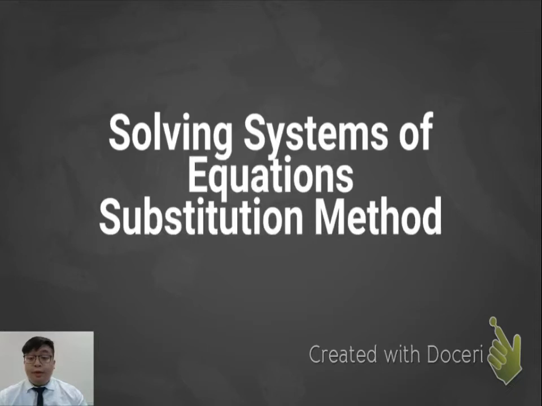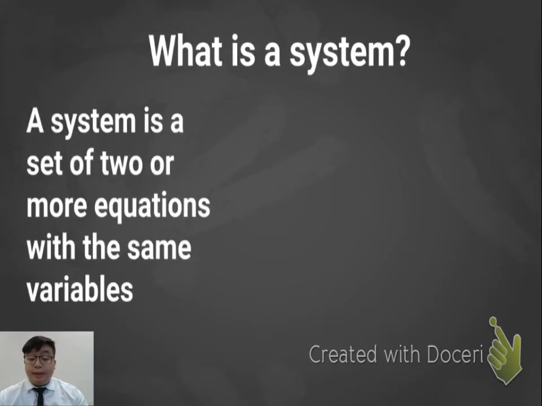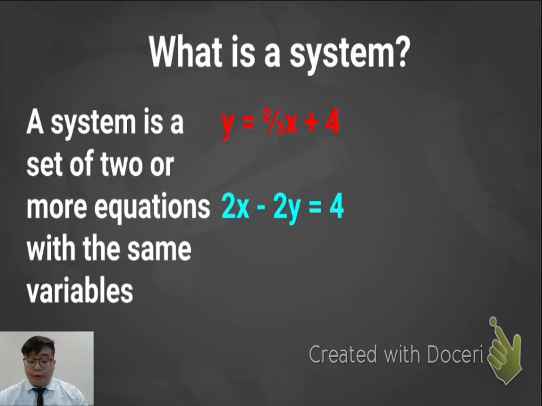In this video, we'll be solving systems of equations using the substitution method. So before we get started, what is a system? A system is a set of two or more equations with the same variables. For example, if we have these two equations here, notice that they both have the variables x and y.